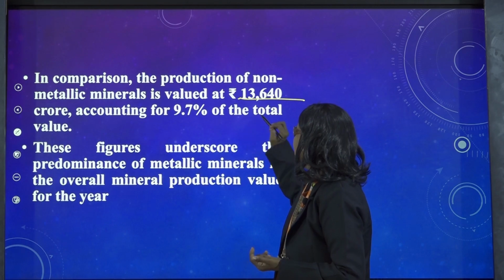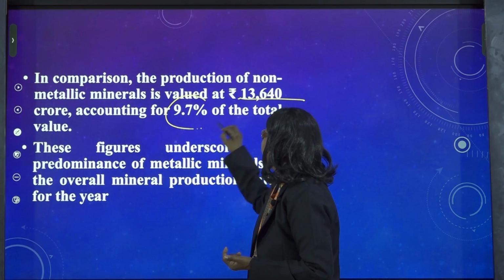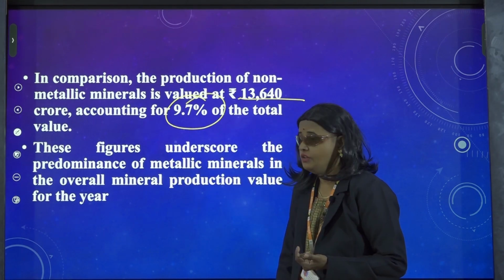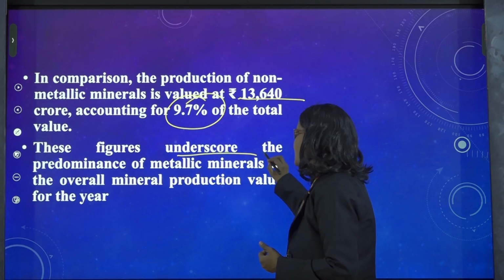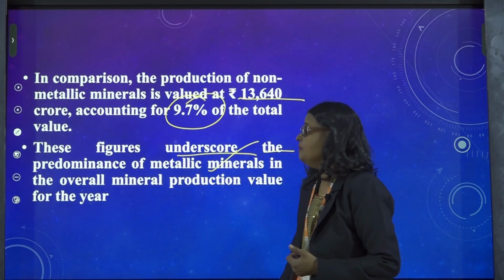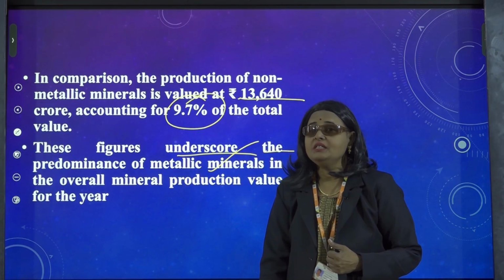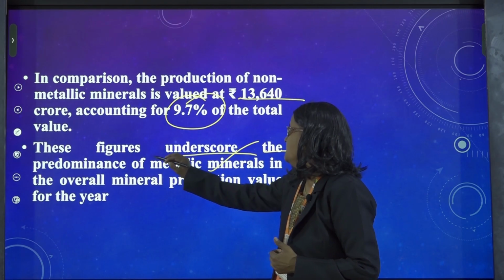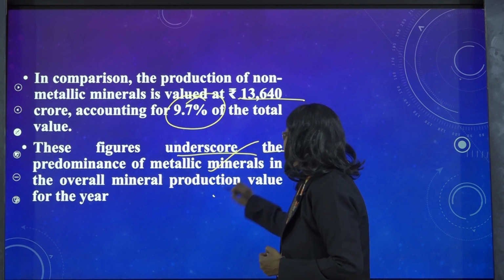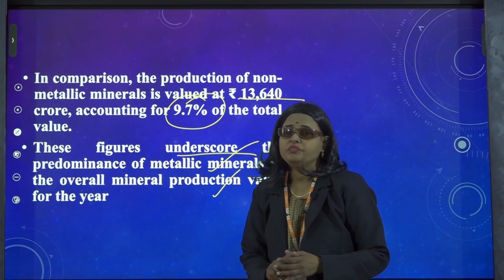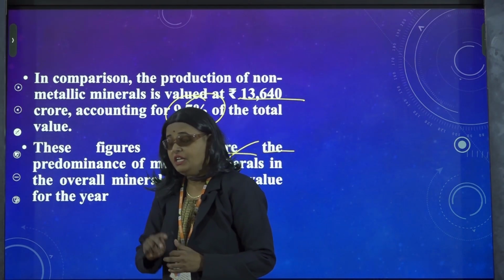Non-metallic minerals is valued at 13,640 crores, accounting for 9.7% of the total value. These figures, whatever I explained, underscore the predominance of metallic minerals. That's what they are telling. Compared to the non-metallic minerals, there is a predominance of metallic minerals in the overall mineral production value. So, this is some of the statistics of mineral production.